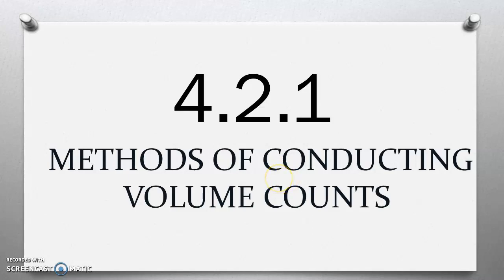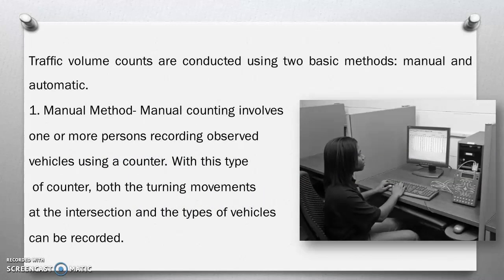Methods of conducting volume counts. Traffic volume counts are conducted using two basic methods, the manual and automatic. Manual method. Manual counting involves one or more persons recording observed vehicles using a counter. With this type of counter, both the turning movements at the intersection and the types of vehicles can be recorded. This figure shows the TDC-12 electronic manual counter, which may be used to conduct manual traffic volume counts at an intersection.